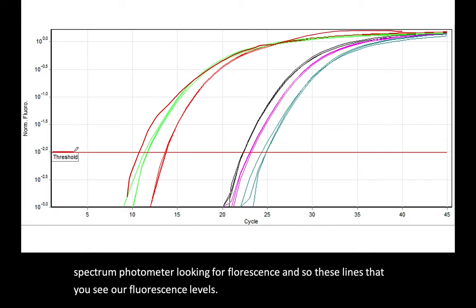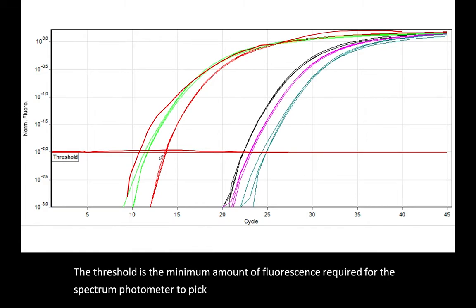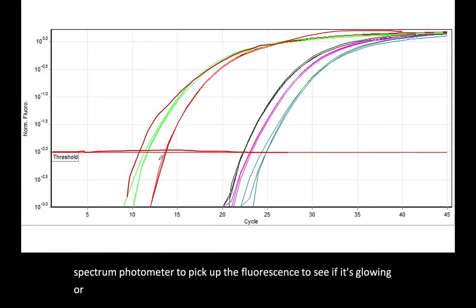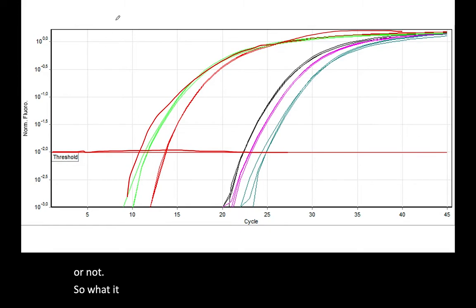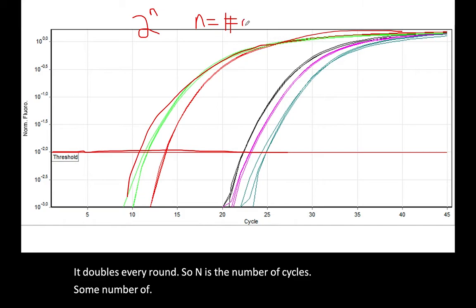The threshold is the minimum amount of fluorescence required for the spectrophotometer to pick up the fluorescence to see if it's glowing or not. So remember, because it's exponential, it doubles every round. N is the number of cycles.